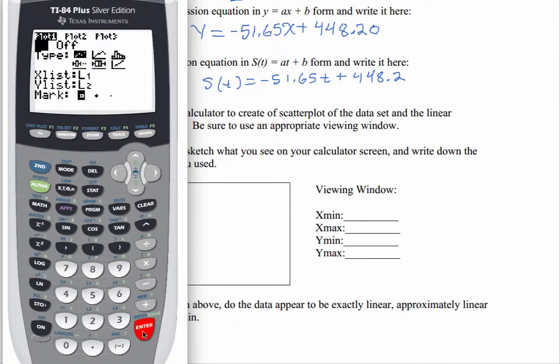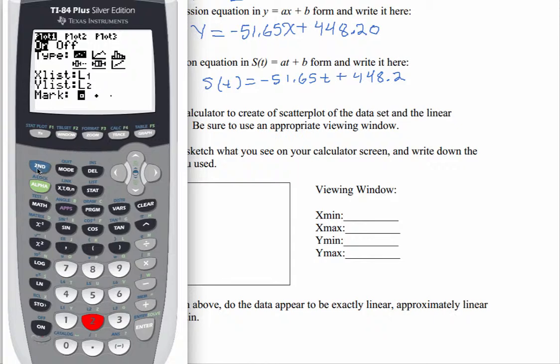Turn plot 1 on. Hit the down arrow to select the type. The type we want is the very first one, which is a scatter plot. You can hit enter if that's not highlighted. Make sure your X list is L1 and your Y list is L2. To change those, the simplest way is to hit second and the number 1. That'll put an L1 in there for you. Similarly, if we hit second and the number 2, it'll put an L2 in there in case those happen to be set to different lists. Okay, once we've done that, we're all set.